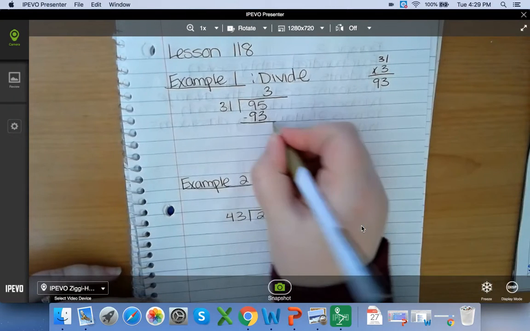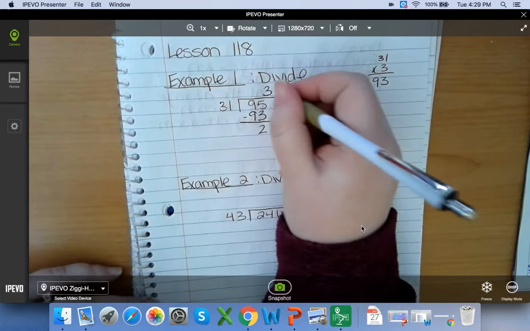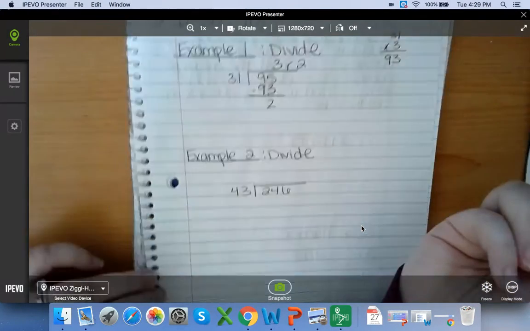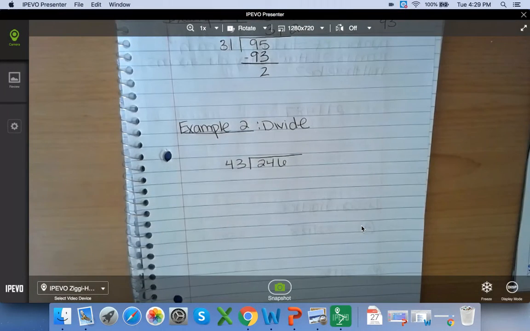Now I subtract and I get 2. And I can't bring anything else down. So this problem wasn't so bad since now I just have a remainder of 2. So now they're going to bump it up a little bit. So now I've got a 3-digit number. But I'm basically going to do the same thing.